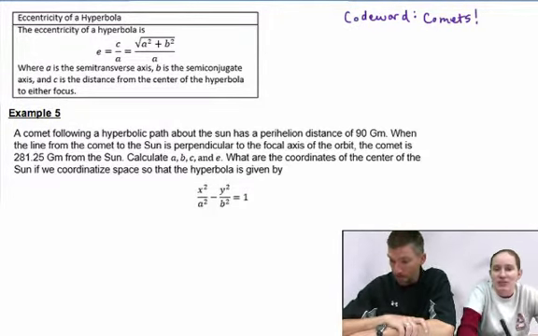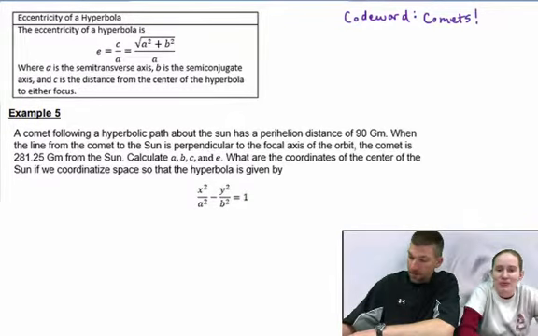Now we've got this problem here. It's quite a problem. It's talking about a comet following a hyperbolic path. Did you know that comets follow a hyperbolic path?